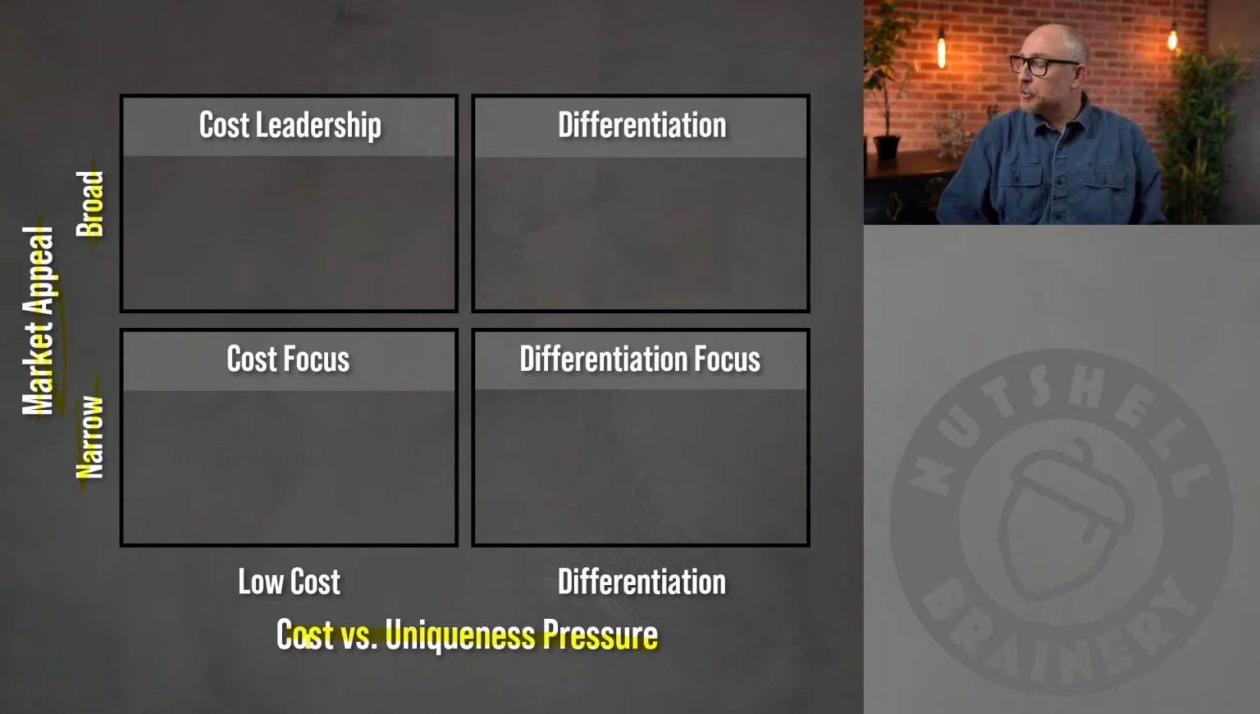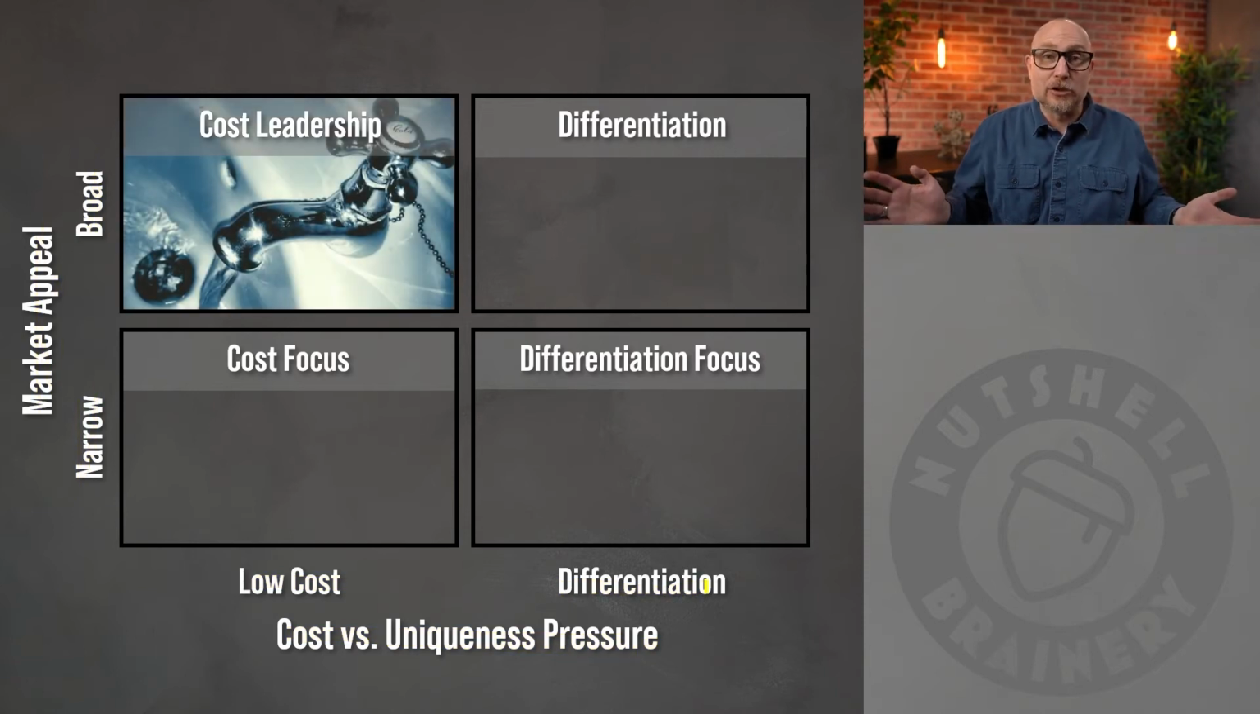When it comes to the cost versus uniqueness pressure, it's asking, are you going to go for a low cost model? Are you going to try to make your product as affordable as possible? Or are you going for differentiation? You're looking to differentiate yourself from the competition, be something unique, be something special, and therefore probably end up spending, or at least charging, a little bit more for your product. Okay, so that's the idea. Let's look at an example that we can all relate to.